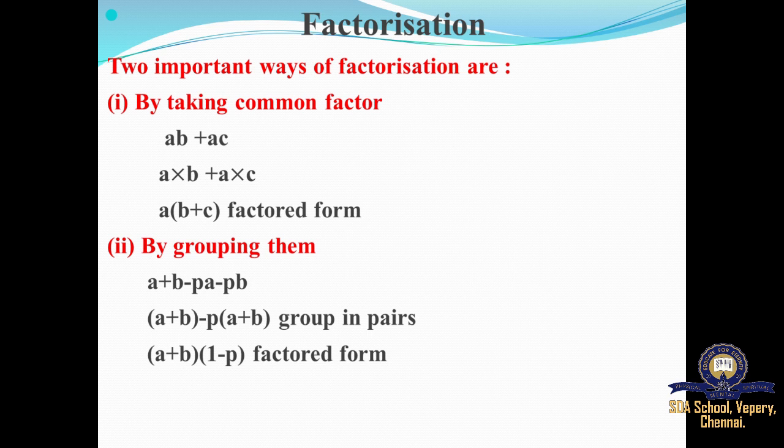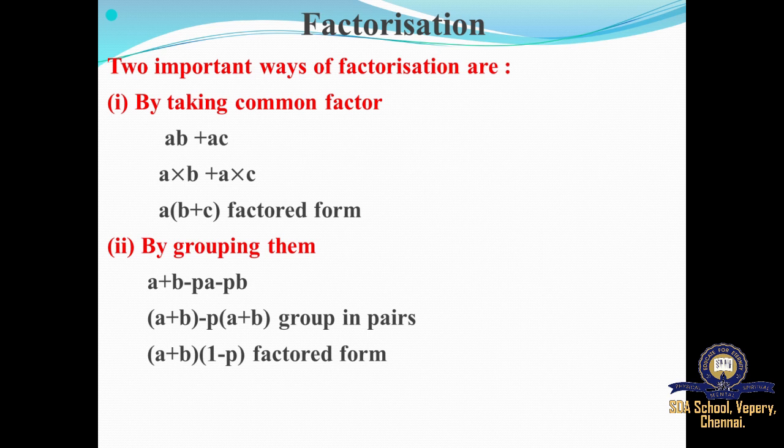Then the next method is by grouping them. Grouping means you group the common terms together. Now if you see, there are four terms. What are they? A plus B minus PA minus PB. This is the given question. So the first term is A. Second term is B. Third term is minus PA. Fourth term is minus PB. If you see, there is no similarity between the first and second term. So let it be as it is. I am not grouping them, just letting it be as it is.